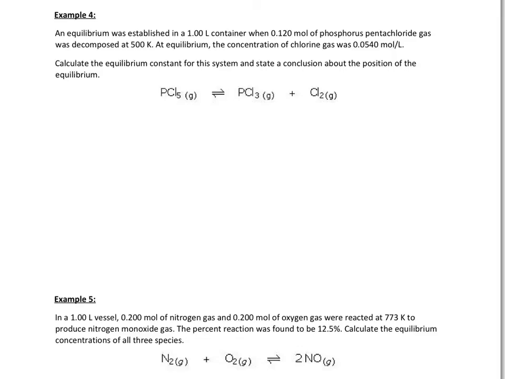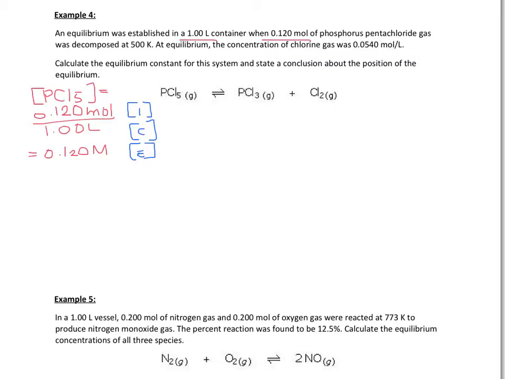Additionally, recall from the last example that the only thing that we can plug into an ice table are concentrations. And in this example, again, we were told that we had 0.120 moles in a 1 liter container. So even though the math is simplistic, we still need to calculate it. Once you've shown the calculation for the concentration, you can go ahead and set up your ice table.